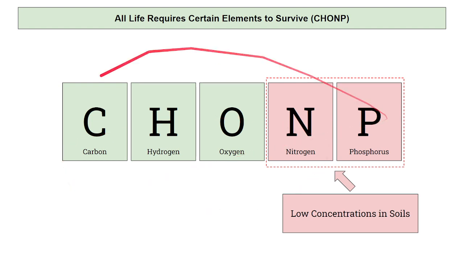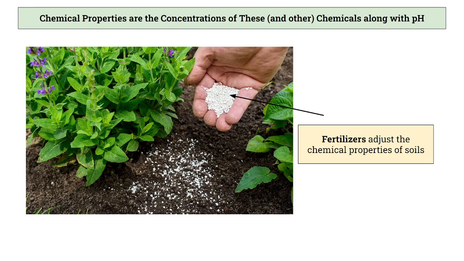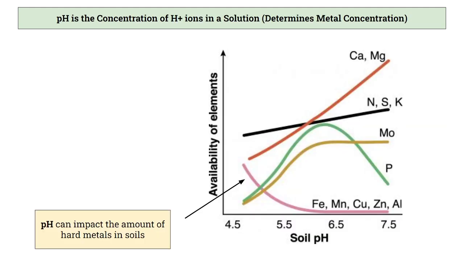Now, all life is going to require these 5 nutrients: carbon, hydrogen, oxygen, nitrogen, and phosphorus. And as we talked about in the first unit, the amount of nitrogen and phosphorus is often in low concentration. So that's going to be important when we talk about chemical properties. So chemical properties, as I said before, are just the concentration of these chemicals. Often we'll use fertilizers to help adjust those chemical properties, but this is going to be important when we talk about fertility of soil and the ability of soil to grow.